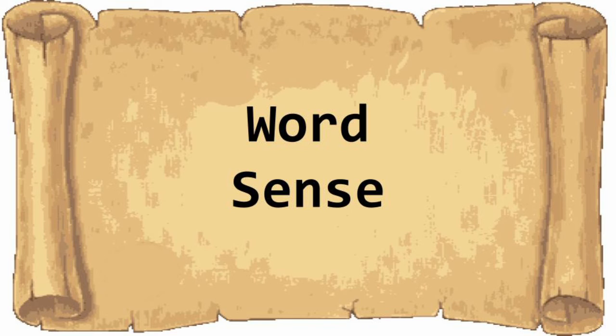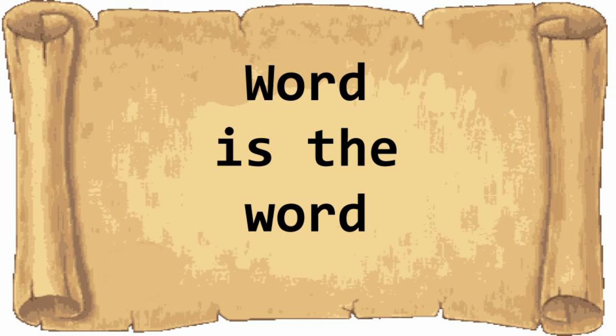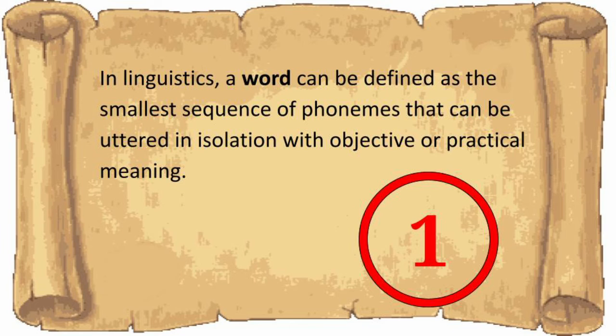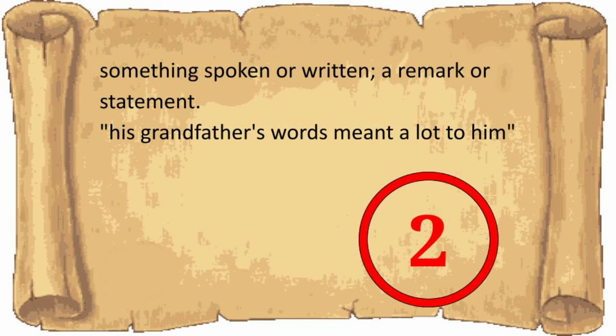A word sense is one of the meanings of a word. A dictionary may have over 50 different senses of the word play, each of these having a different meaning based on the context of the word's usage in a sentence. How many word senses of the word word can you put into words? In linguistics, a word can be defined as the smallest sequence of phonemes that can be uttered in isolation with objective or practical meaning. A word can be something spoken or written, a remark or a statement.